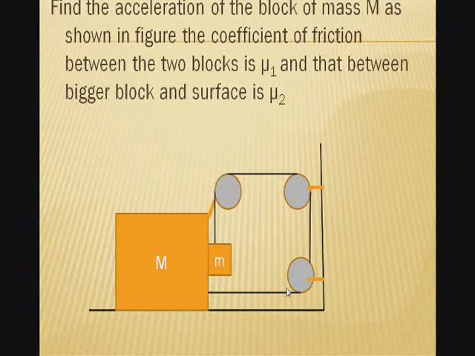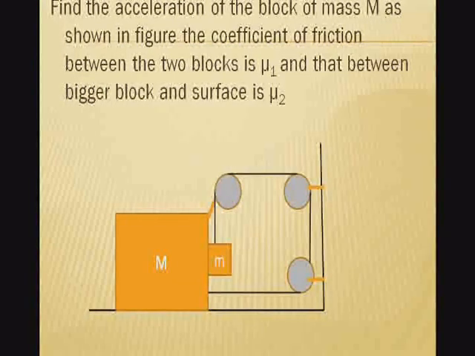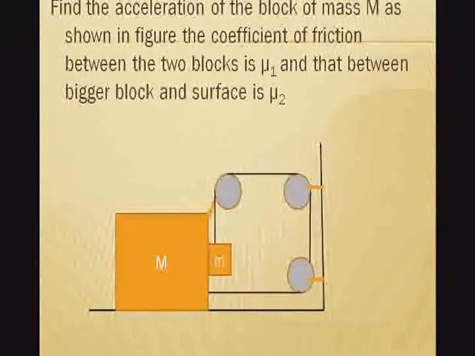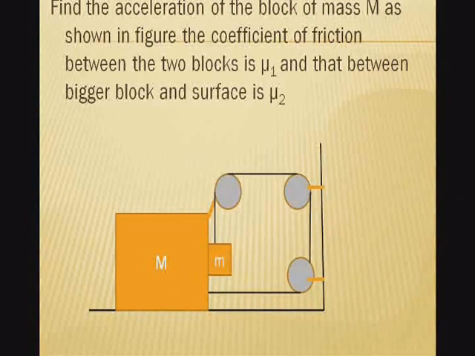So if all the strings are tight, as we know during the motion all the strings remain tight, this small m mass has to move by a distance of 2x. So we can say if the bigger block is moving by distance x in the positive x direction, then the small m mass has to move by a distance of 2x in the downward direction.